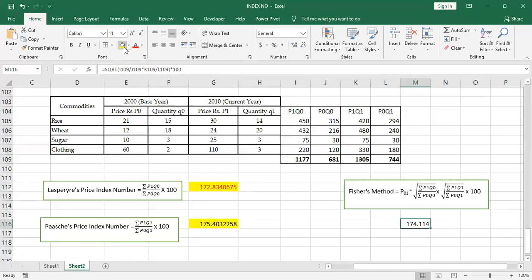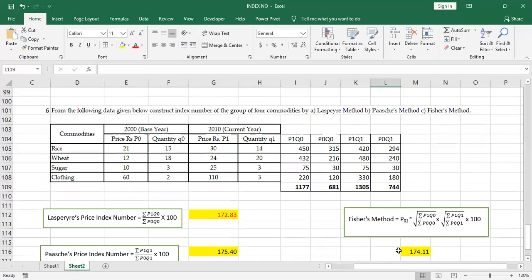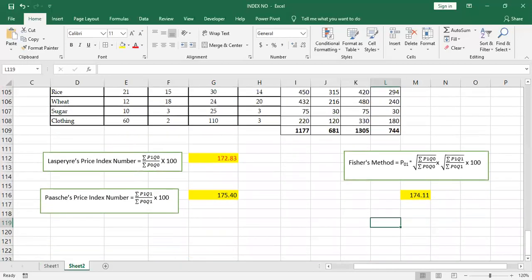So this is the simple procedure we can identify. If you want to keep it to 2 decimal places, we'll reduce it to 2 decimal places. This is a simple calculation of Laspeyres method, Paasche's method, and Fisher's method. Done? Okay. Next, we will take up the next problem.